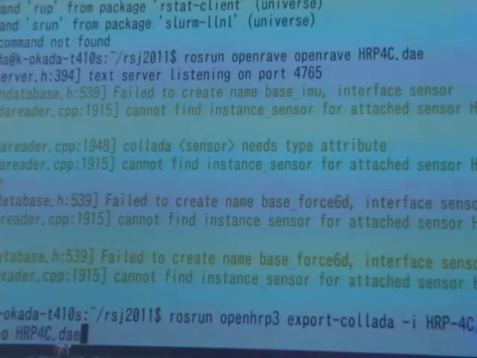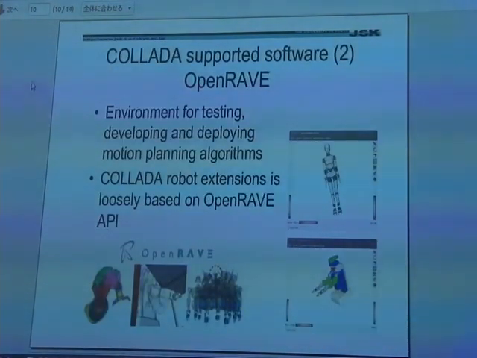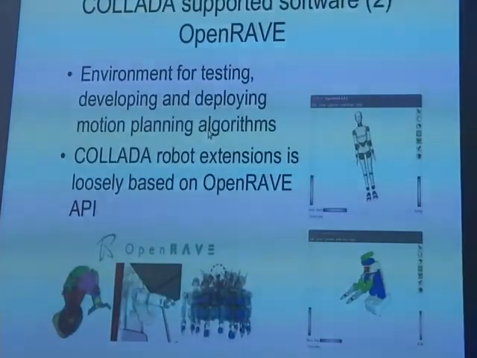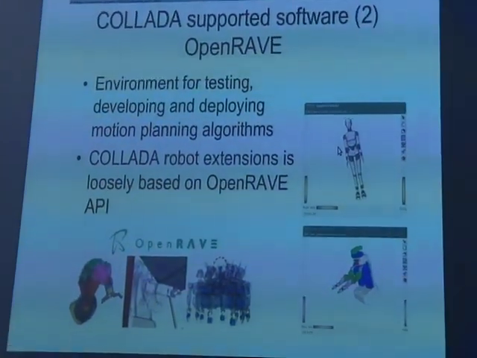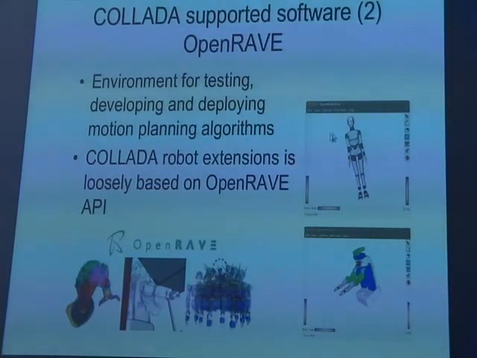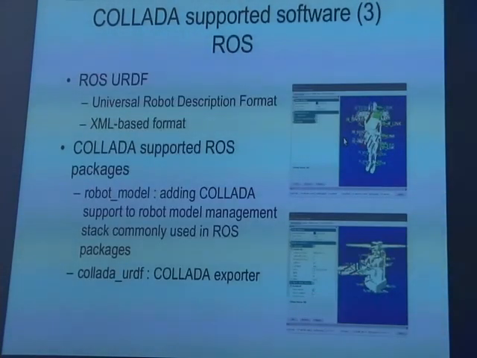Of course OpenRAVE has very nice support for COLLADA, and this is what I showed previously. You can use the HRP4 robot, originally defined in the VRML format, and run it on OpenRAVE. We also developed COLLADA support for the ROS system, so once you have a COLLADA file, that robot can be run on ROS.